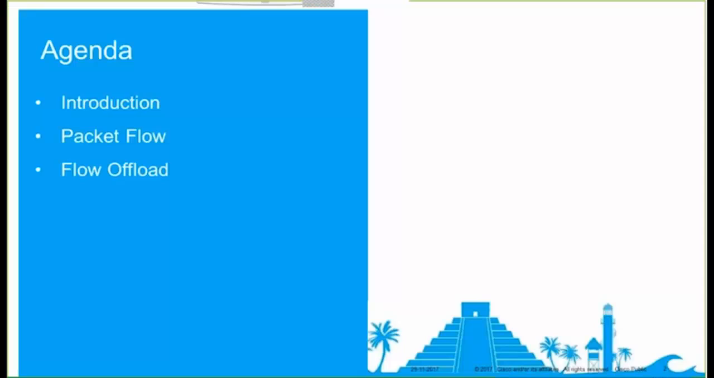So going ahead with today's agenda, we are basically looking into the introduction of the architecture of the FTD platform, as to how the traffic flow is going to be in an FTD platform. And along with that, we'll be looking into the flow offload functionality, which is available in the 9300 and the 4100 platforms for the FTD platforms again.